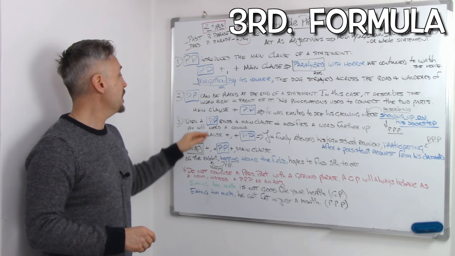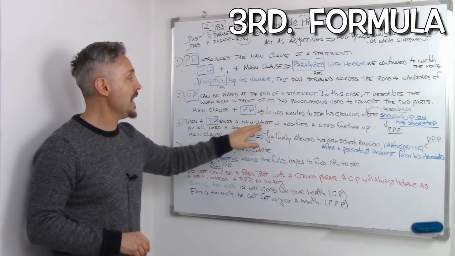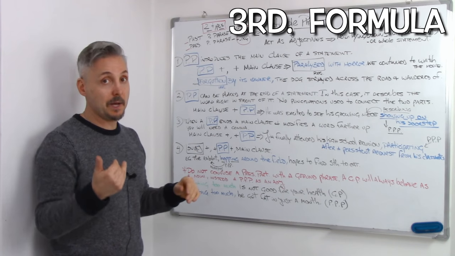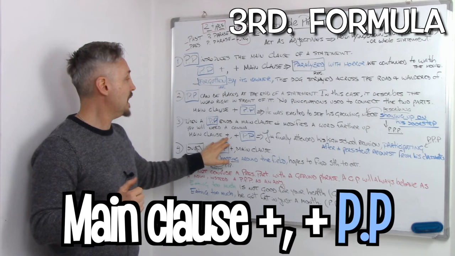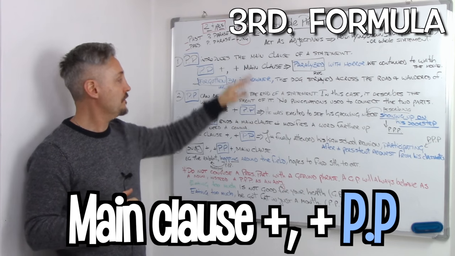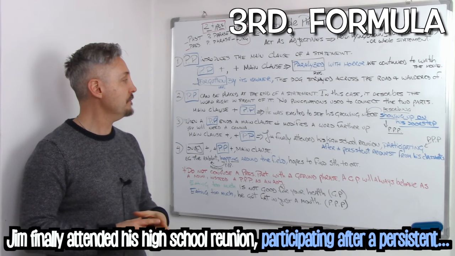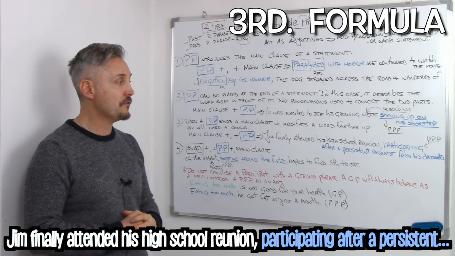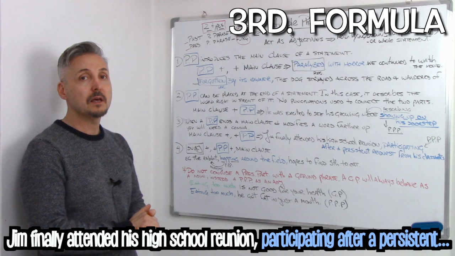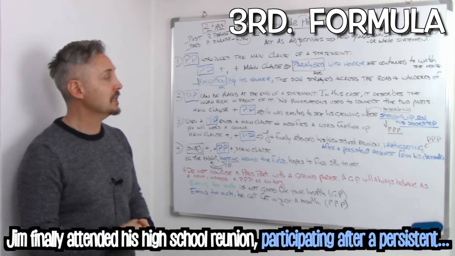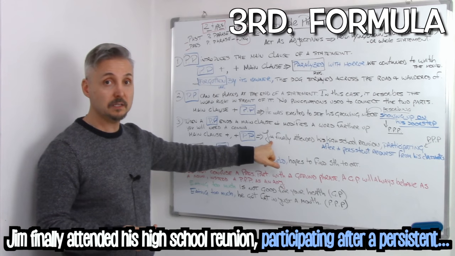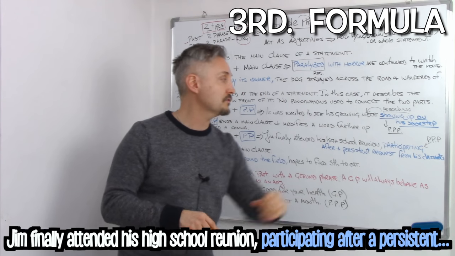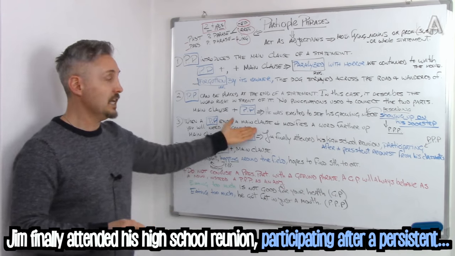Now the third formula, when a participle phrase ends a main clause and modifies a word further up, you will need a comma. So the main clause plus comma plus the participle phrase. So the example is, Jim finally attended his high school reunion, comma, participating after persistent requests from his classmates. Here we have a present participle phrase, participating, and it modifies what? It modifies Jim, right? So Jim finally attended his high school reunion, comma, participating after persistent requests from his classmates. So we need a comma right there.